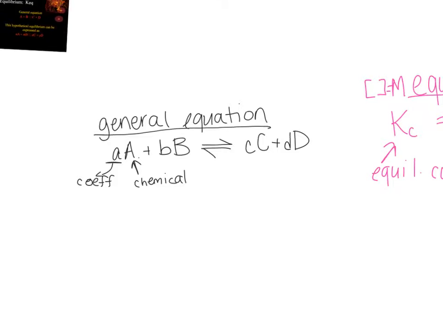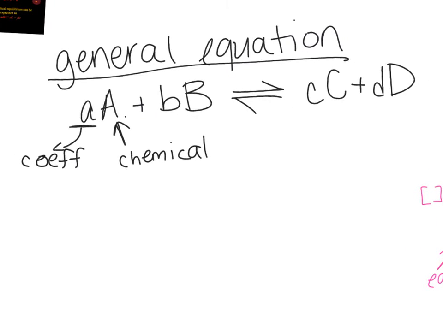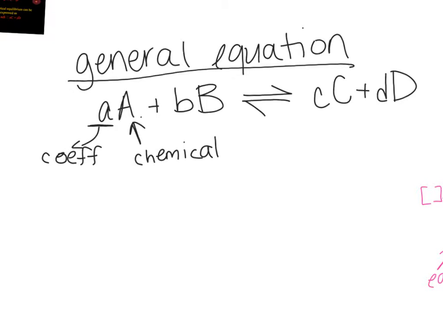So for your general equation, I do want you to write this. Your general equation is little a big A plus little b big B, a forward backward arrow, and then little c big C plus little d big D. What that's showing you is those little letters are your coefficients. Big letters are the different chemicals, I guess you could say.